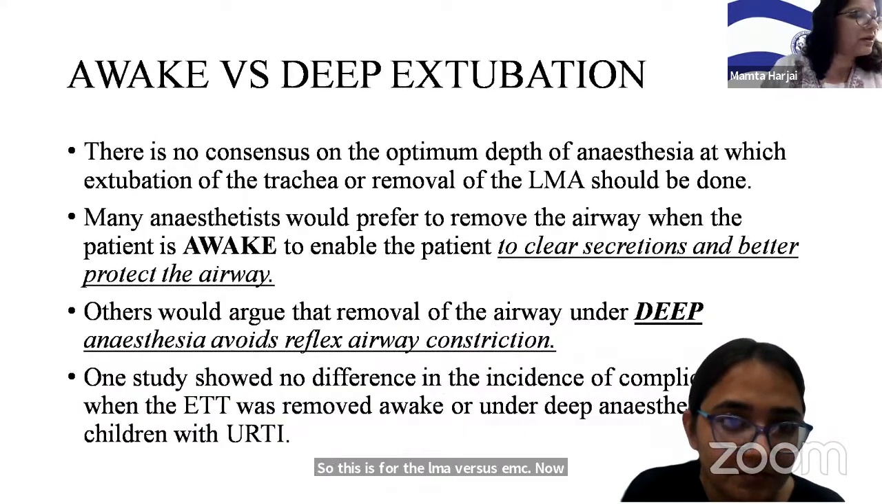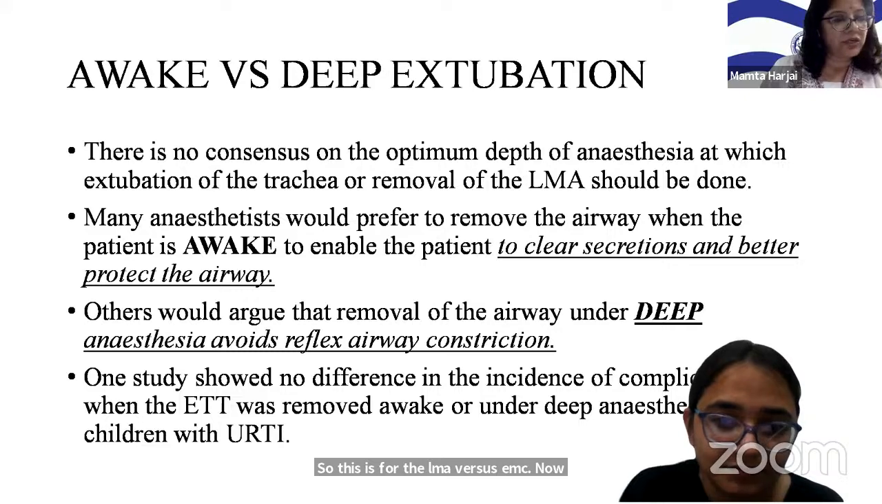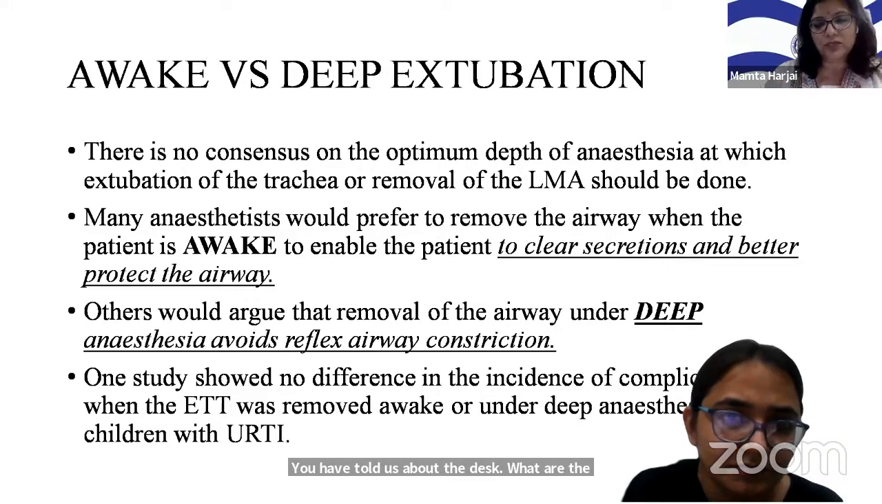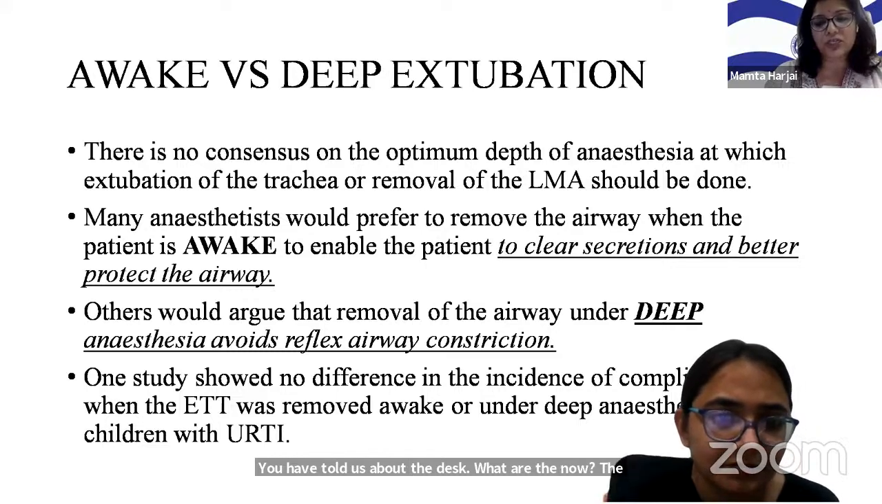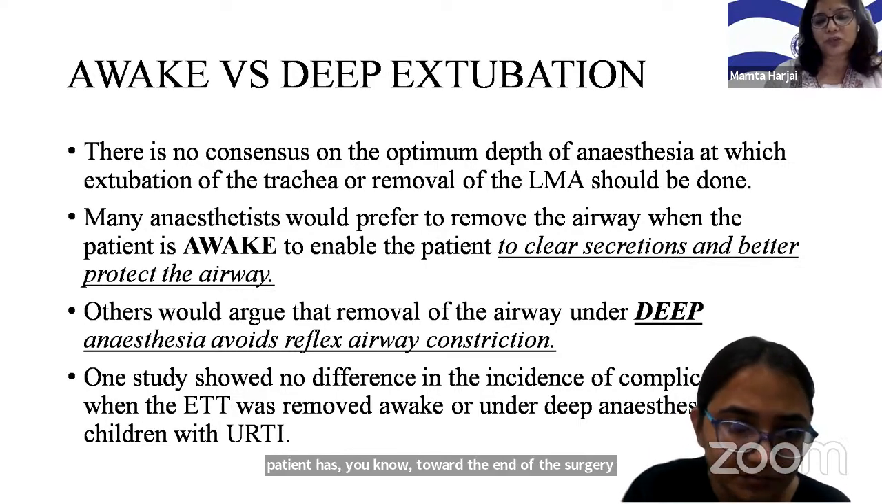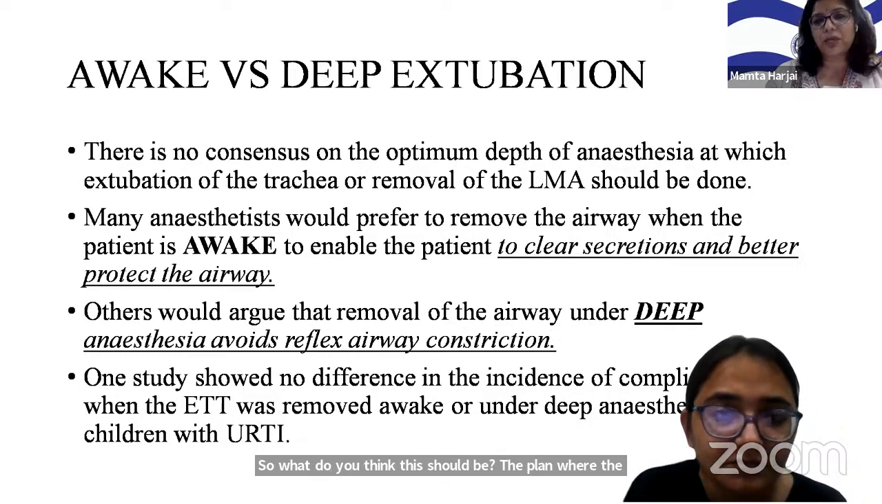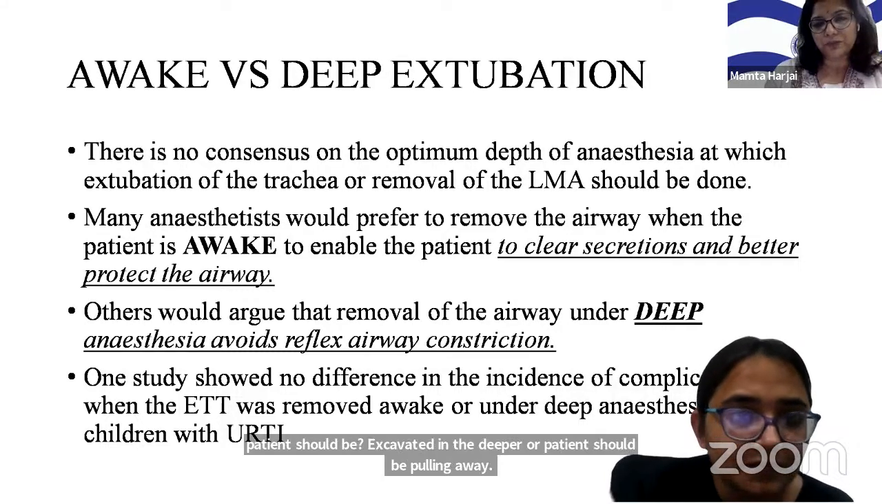Now, you have told us about the prevention. Towards the end of the surgery, the patient needs extubation. So what do you think should be the plan? Should the patient be extubated in a deep plane, or should the patient be fully awake? What should be done?